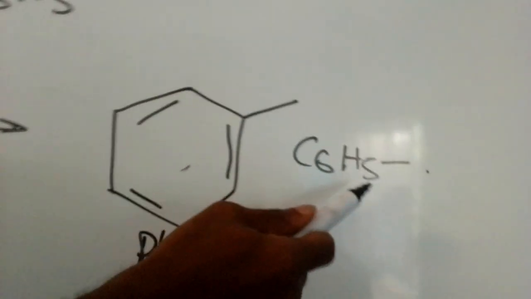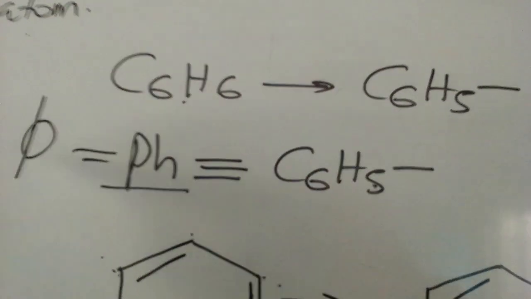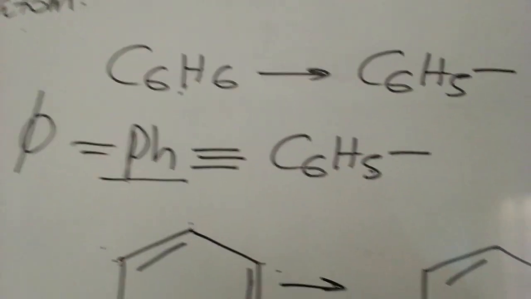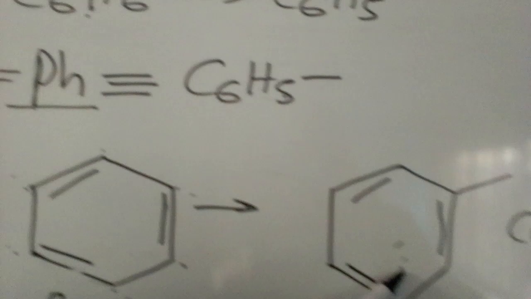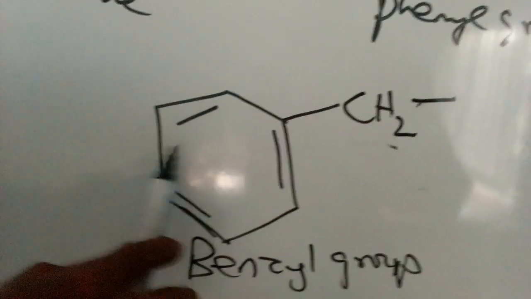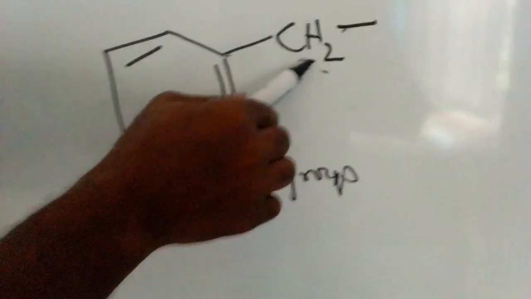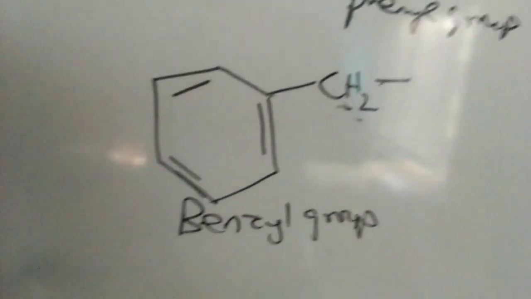The phenyl group is obtained when benzene loses one hydrogen atom, which is represented by using the Ph or phi symbol. Then that's the phenyl group, or that is the structure. The benzyl group has the benzene ring joined to a methylene group. So that's the benzyl group.